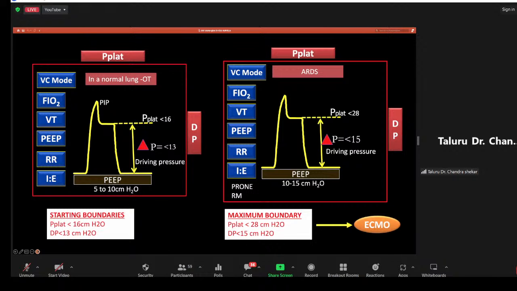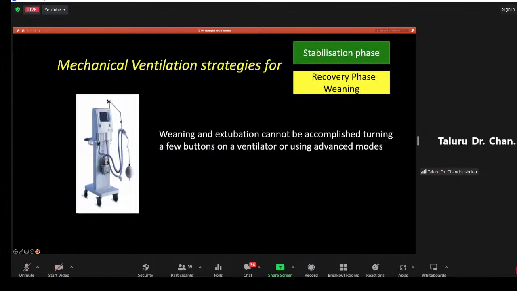And when the maximum boundaries are crossed, probably we have only one option, and that is ECMO. With COVID, ECMO has become very, very common knowledge even to a common man. When you say the patient is sick, they'll ask, shall we do ECMO? They don't understand the intricacies and the cost involved.